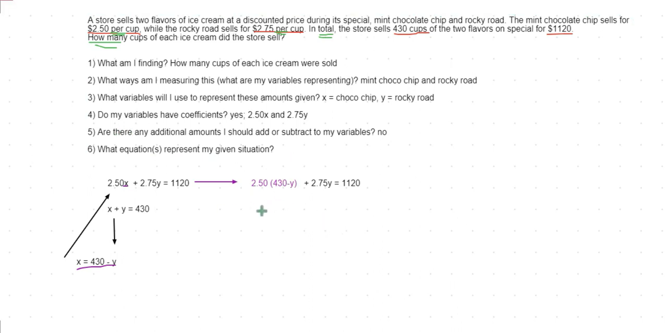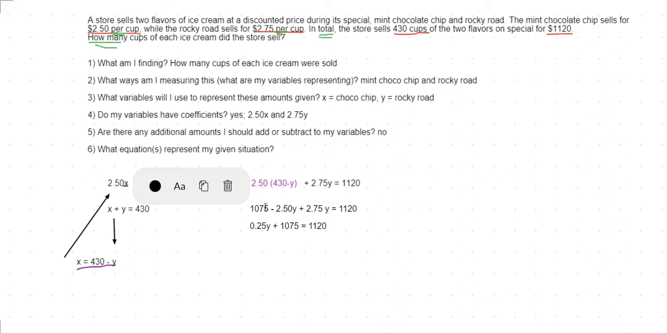So I would distribute this. 2.50 times 430 is 1075. Okay. So now I got this. 1075 minus 2.50y plus 2.75y equals 1120. I would get 0.25y plus 1075 equals 1120.